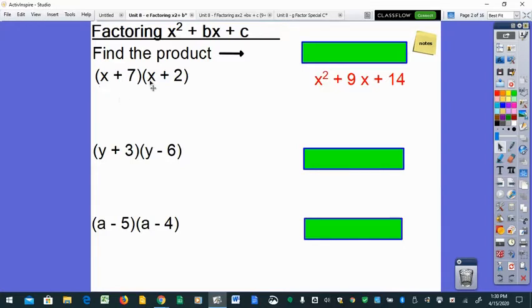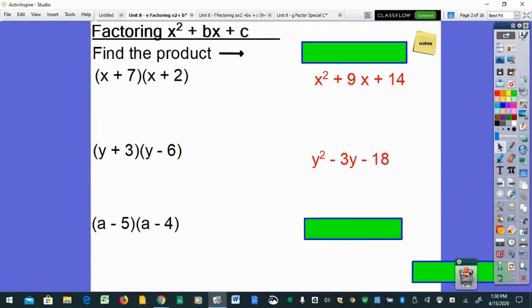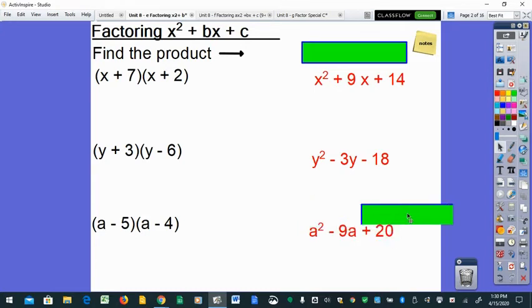Our first would be x times x. Our outer would be 2 times x, or 2x. Our inner would be 7 times x, or 7x. And when we combine the outer and the inner, 2x plus 7x will give us 9x, and 7 times 2 is 14. Okay, on the other two, did you get y squared minus 3y minus 18 and a squared minus 9a? And notice the end this time is a positive because the negative times the negative makes a positive.